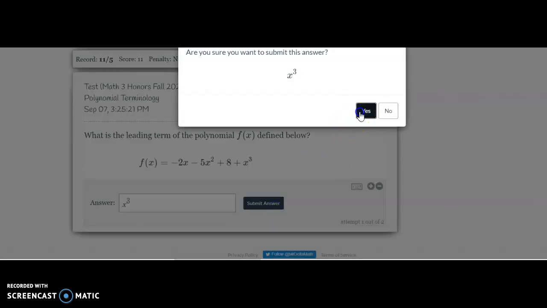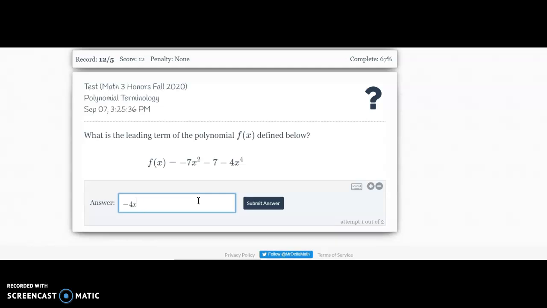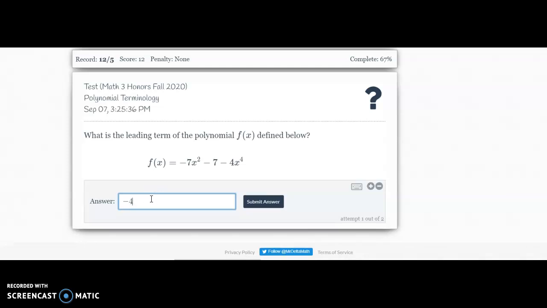Let's see. Very good. And this one's another leading term. I was hoping for a leading coefficient, because it could be a leading coefficient on some of these. The leading coefficient would be the number in front. So for example, the leading term on this one is negative 4x to the fourth. And the leading coefficient would have been just negative 4, because it will ask for that one, but this example did not.